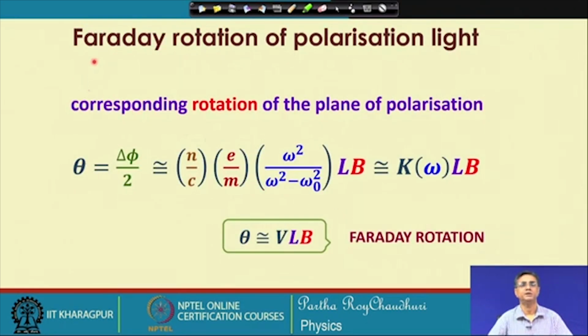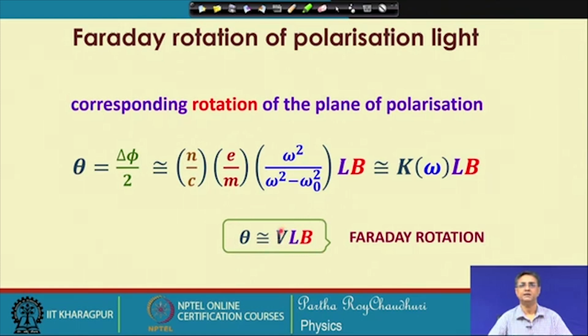Therefore, we find that this corresponding rotation of the plane of polarization is theta equal to B L V, and this is the common way of writing this rotation of the plane polarized wave in presence of the magnetic field, which is along the direction of the optical path, the direction of propagation of the optical beam in the medium. That is to say, when the magnetic field and the light propagation directions are parallel, then we get this effect, and this is called the Faraday rotation, which is very well known.